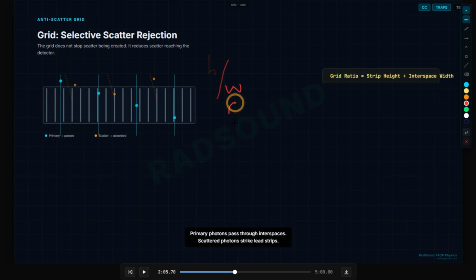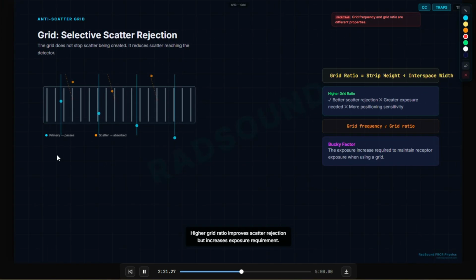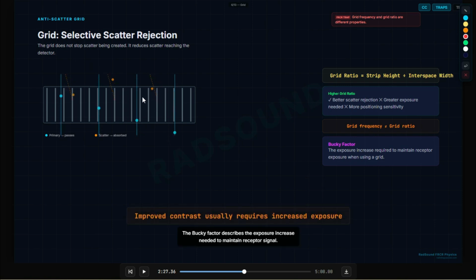The ratio is usually between 6:1 up to 18:1. So what does that mean? A high grid ratio means better scatter rejection, but at the same time greater exposure, so higher dose. If you are using a high grid ratio, it will lead to high dose exposure and more positioning sensitivity. So these are the disadvantages of using a grid. Most scatter will get absorbed, and only the photons passing perpendicular will pass through the interspaces.